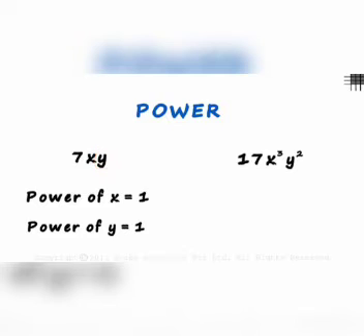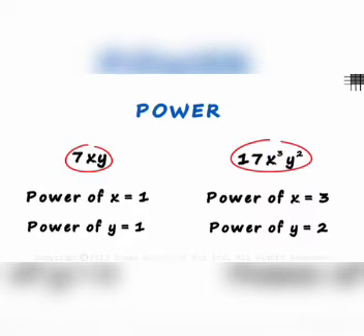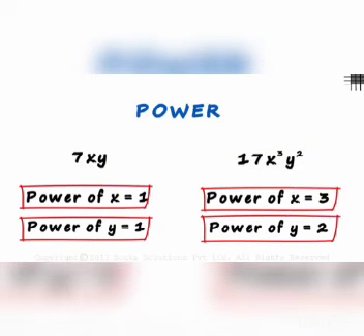Now look at the powers of variables of the second term. The power of x is 3 and the power of y is 2. Both these terms have the same variables, x and y, but the powers of each of the variables are different. Let's erase this and jump to the concept of the types of terms.